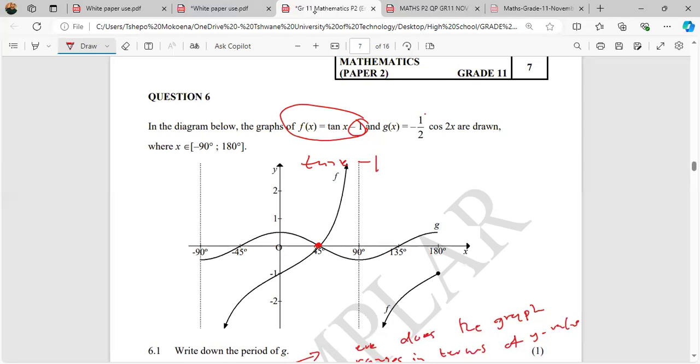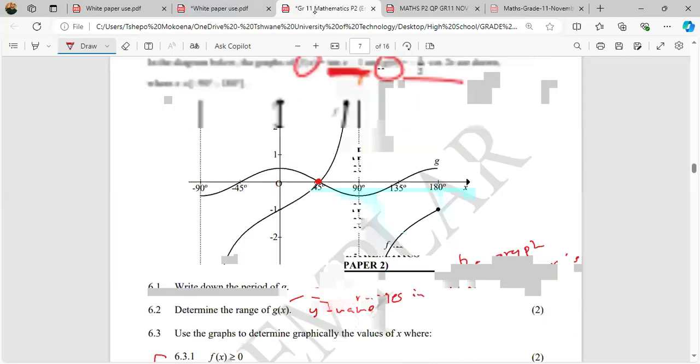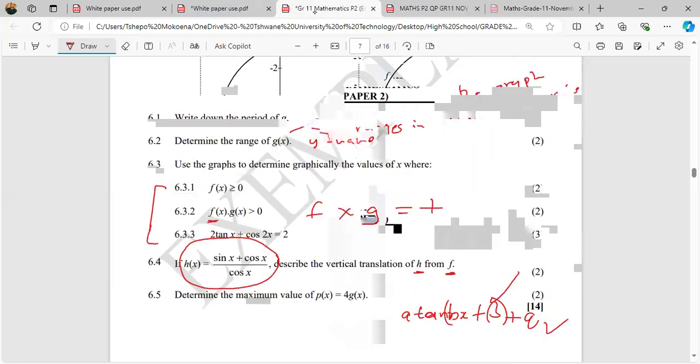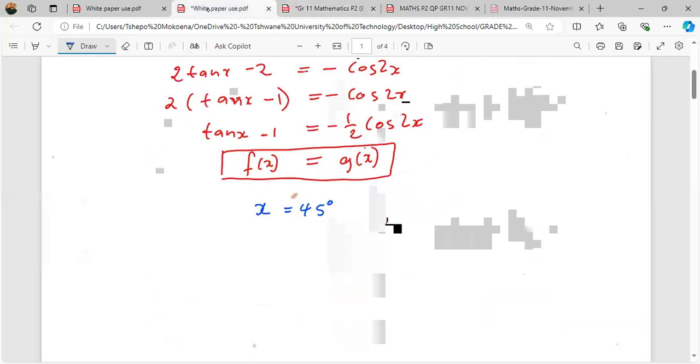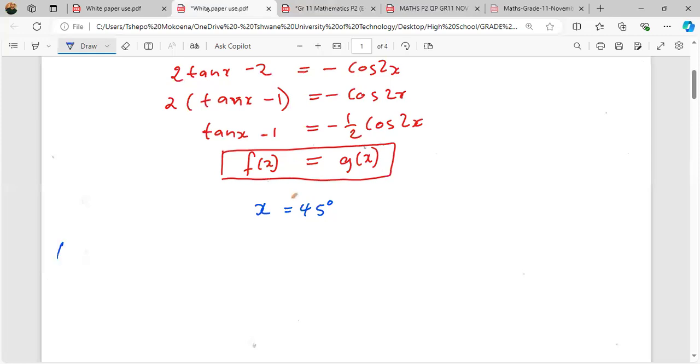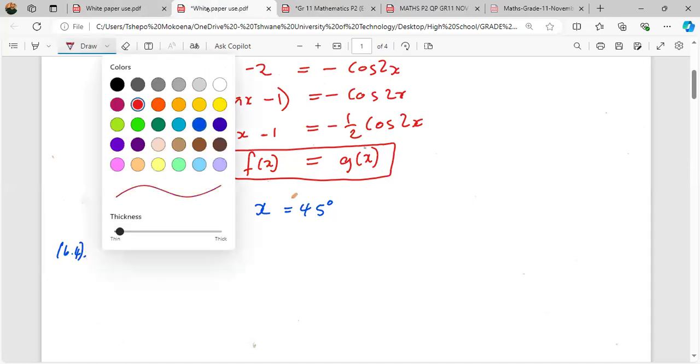So we want to know what the translation is from graph of f to h. Now we're not talking about the mother graph. We want to move from graph of f to h. This is what you're going to have to do to answer 6.4. You're going to have to manipulate that graph of h again.